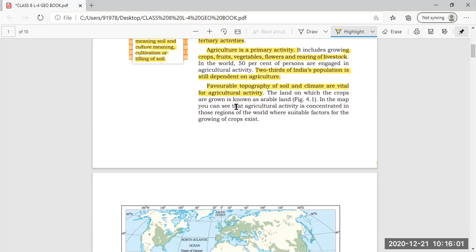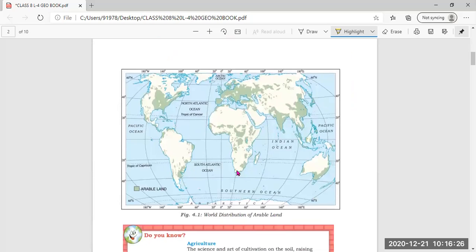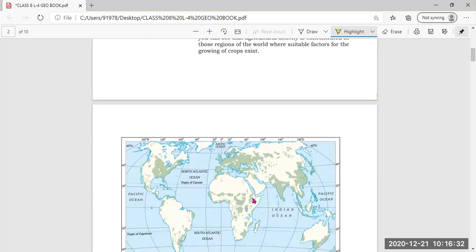The land on which the crops are grown is known as arable land. So what is arable land? Arable land is land on which crops are grown. In the map, you can see the agricultural activities concentrated in those regions of the world where suitable factors for the growing of crops exist. In this map, you can find that only in those areas where suitable soil and suitable climate are present is all the crop production done.